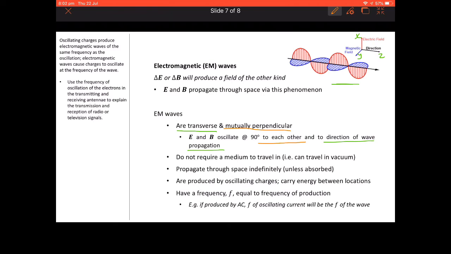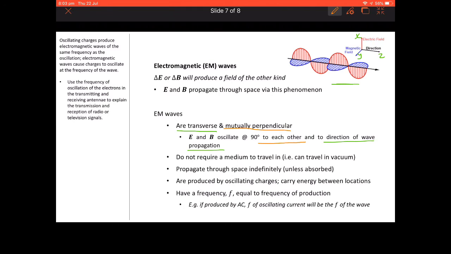Electromagnetic waves propagate through space indefinitely unless they're absorbed by something, and they're produced by oscillating charges. They also carry energy between locations. With the oscillating charges, we'll delve into that a little bit further in the next video where we look at radio waves. The last thing to remember is that electromagnetic waves have a frequency equal to the frequency of production, and this will make a little bit more sense later on as well.